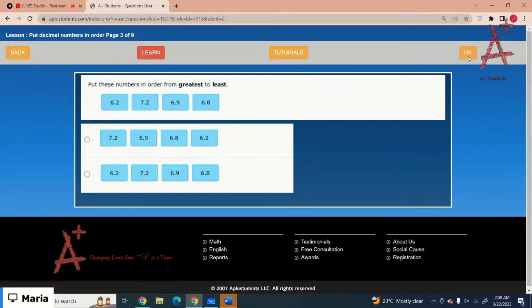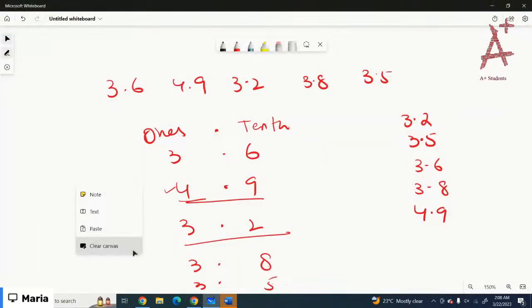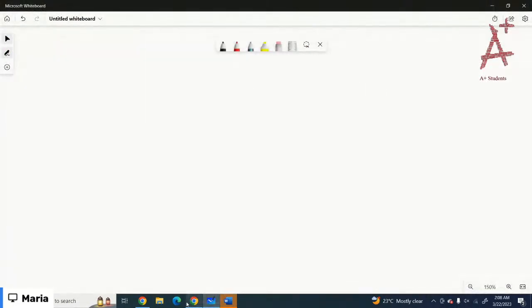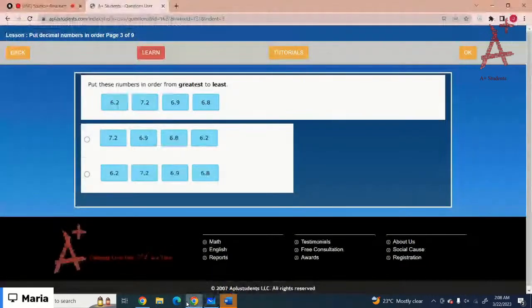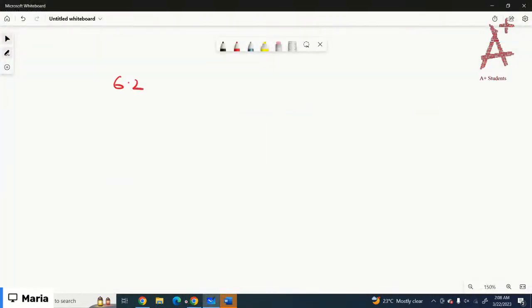Okay. Put these numbers in order from greatest to least. Now you have to arrange them from greatest to least. Let me just write down the numbers, then we'll arrange them. Okay, the numbers are 6.2, 7.2, 6.9, 6.8. Let's just arrange them.